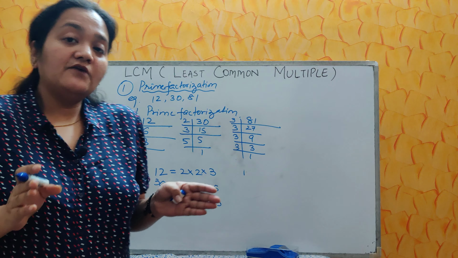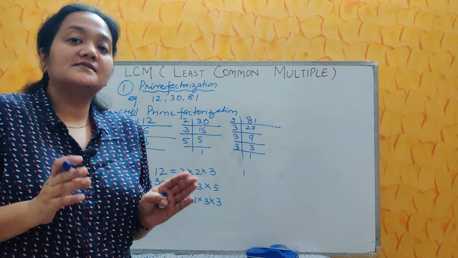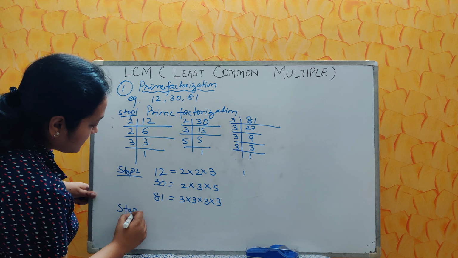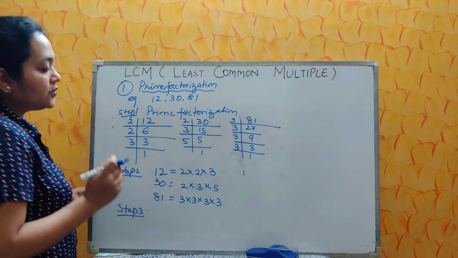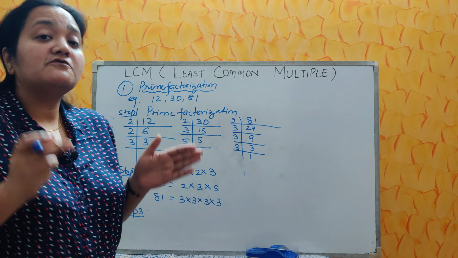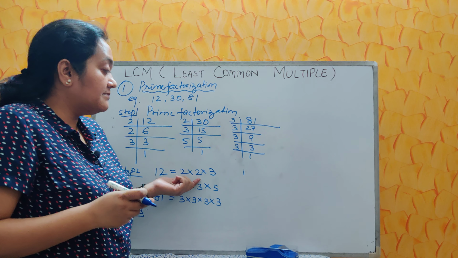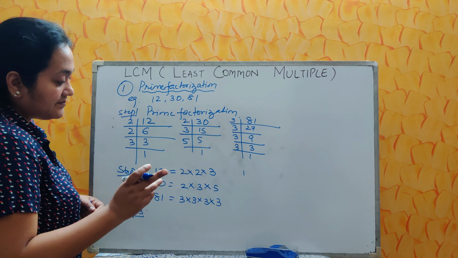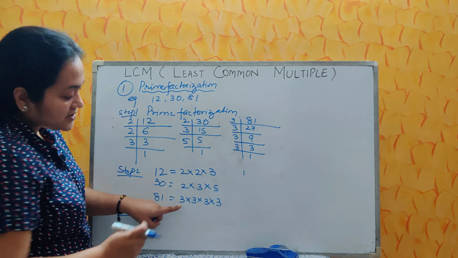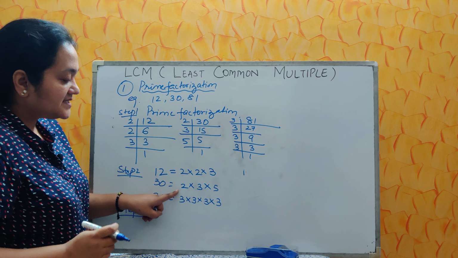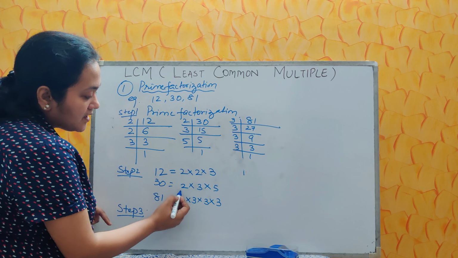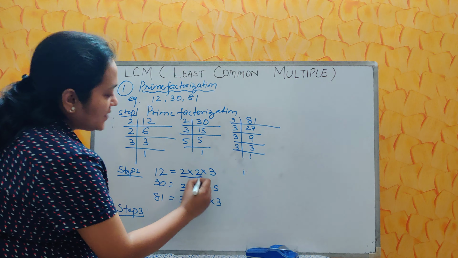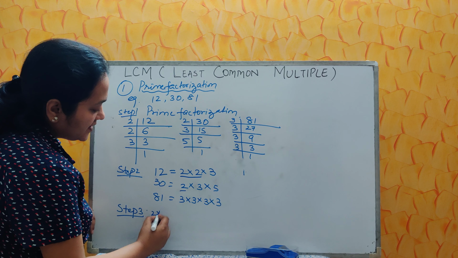Now in step 3 we are going to calculate the LCM. Here we are going to write the maximum number of times each prime number is appearing and take out the product. For example, the number 2. 2 is not appearing in 81, and appears only once in 30, but 2 is appearing twice in 12. So I am going to write 2 into 2.